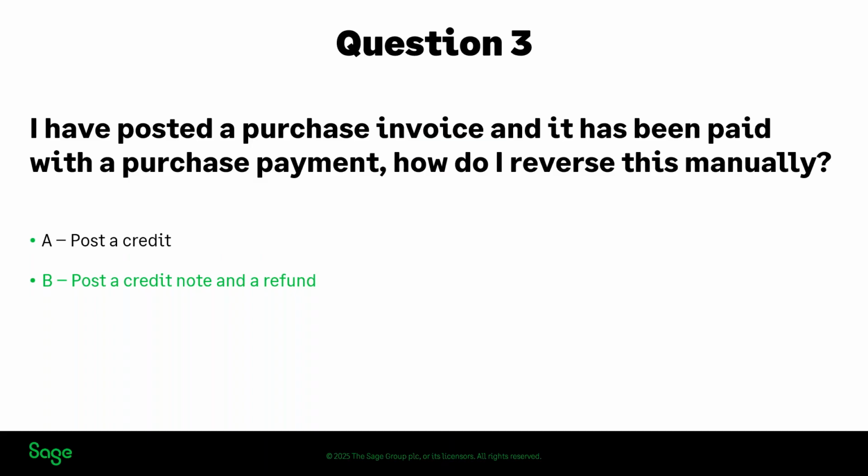Obviously, those two transactions can be allocated as well. As long as you do the credit note first, then when you post the refund, you can say, right, I want to refund this credit. So you're essentially allocating that refund against that credit at the time. Just save you a little step.